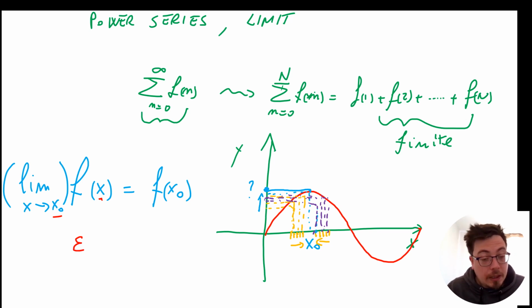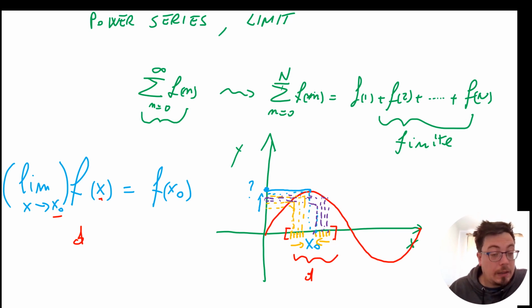No, you have to pick a number d, a distance that you choose. So you set a boundary around your x0, and this distance is d. And then you have to say that for each point around the distance x0 minus d over 2, x0 plus d over 2.